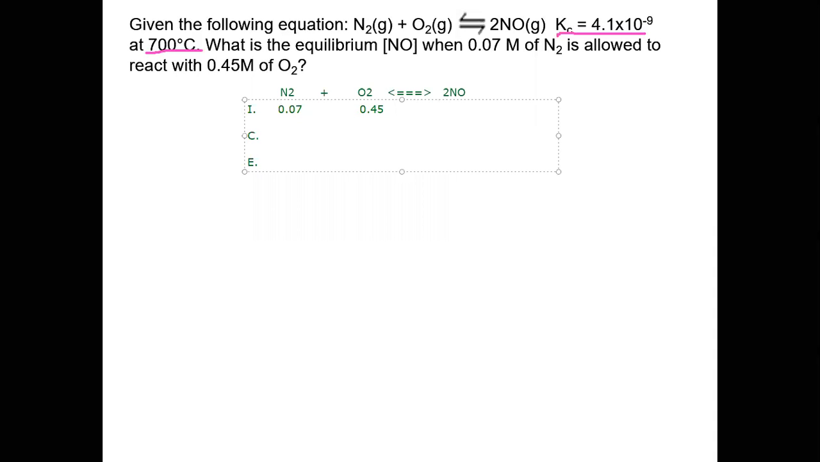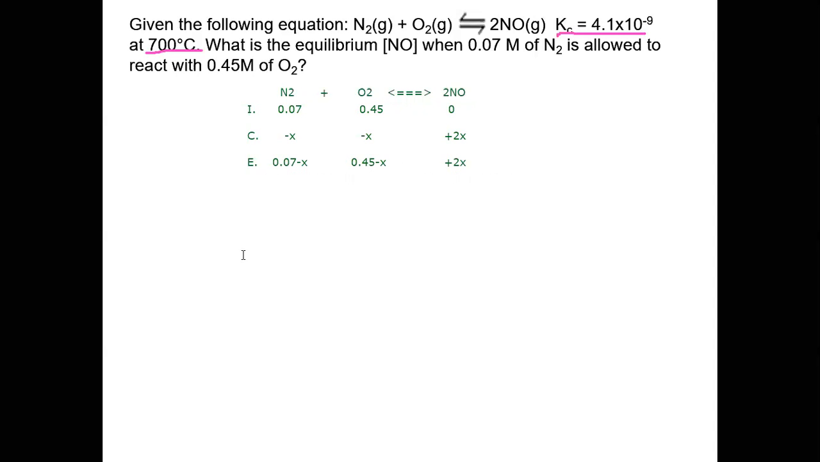and 0 of product. Now, since we have 0 of the product initially, Q is going to be less than K, so it's going to shift to form product. So for every mole of reactant we lose, we're going to gain 2 moles of product. Now at equilibrium, we have 0.07 minus X for N2, 0.45 minus X for O2, and then 2X for NO.